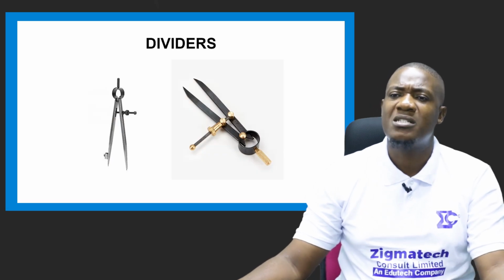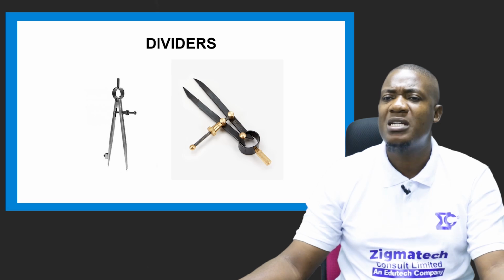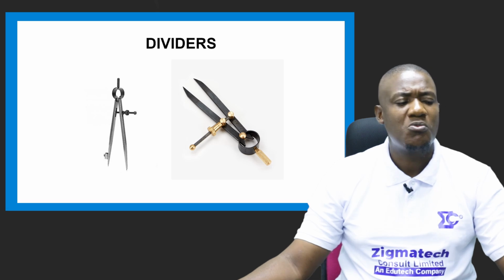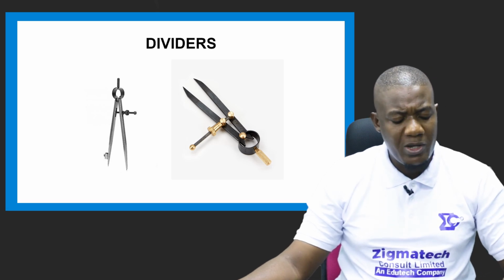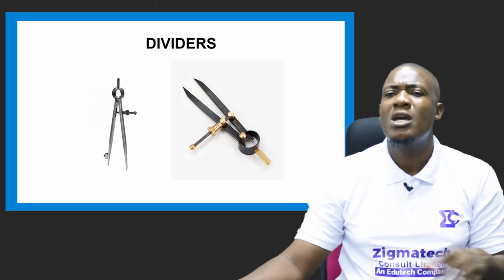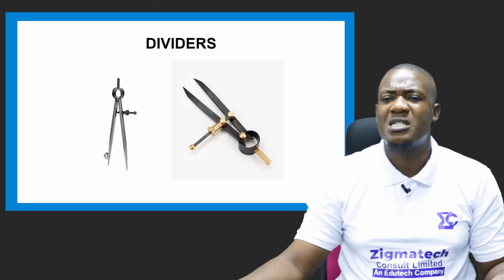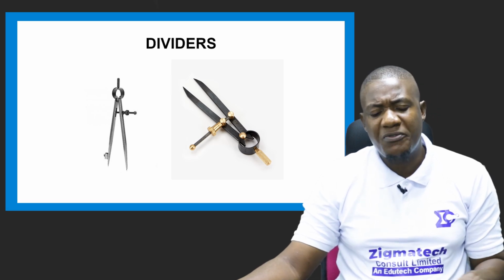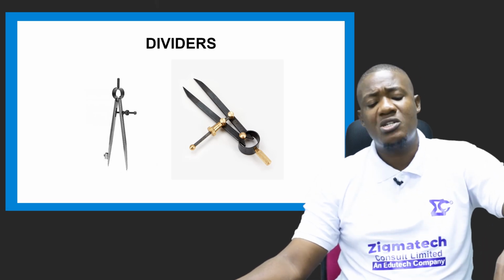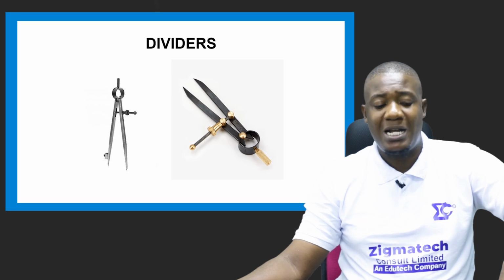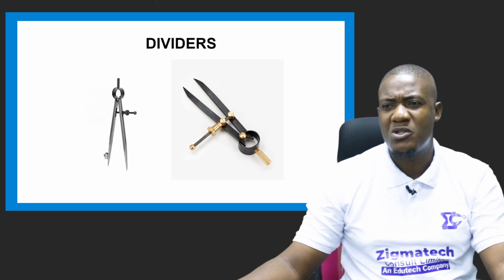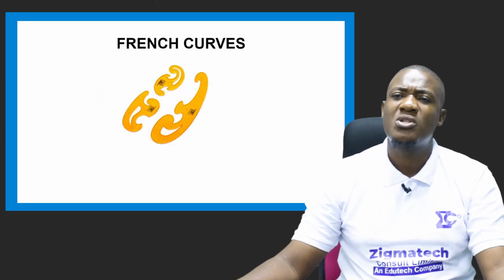Then we have the dividers. Basically, the dividers are used to transfer measurements from one point, from a measuring instrument to another, maybe to the drawing paper. Let's say you are asked to measure 10 millimeters, for example. You have measured 10 millimeters previously. You don't need to start all over and all over. You can just use the dividers to stretch on the measurement and duplicate the measurement. So dividers help us to transfer measurements quickly without much stress.